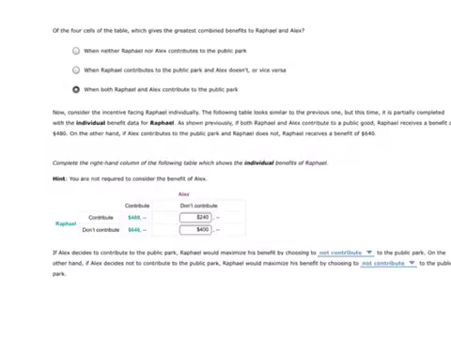So this table only looks at the individual benefits of Raphael down here. So if Raphael and Alex both contribute to the park, then you get $240 benefit from your $400, $240 benefit from the other $400, and that gets you to $480 for the individual benefit. On the other hand, if Raphael contributes but Alex doesn't, then the only benefit he gets is the $240 from his contribution to the park.